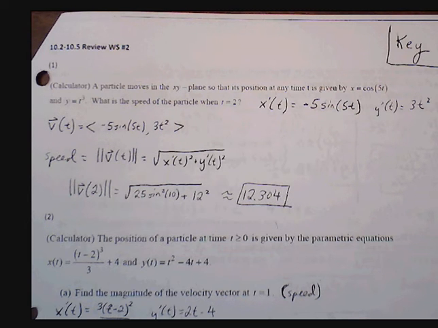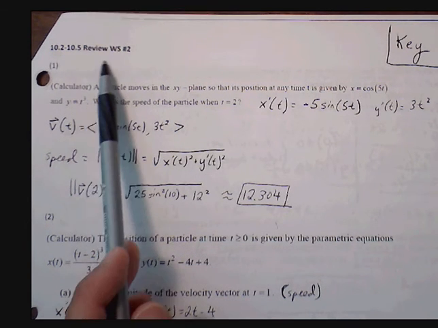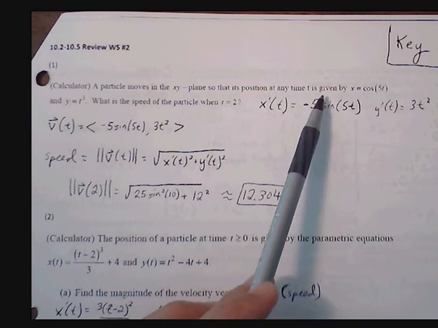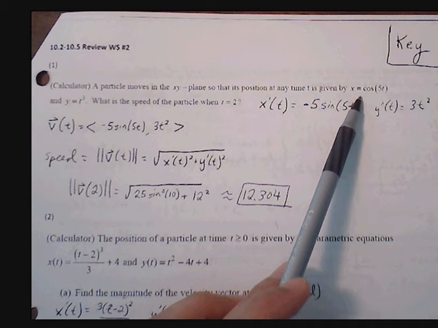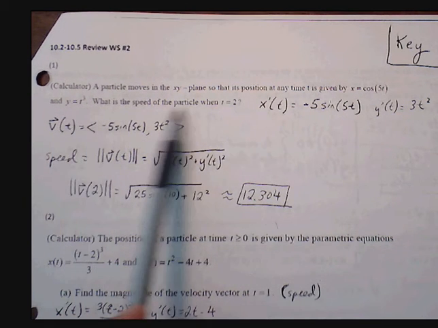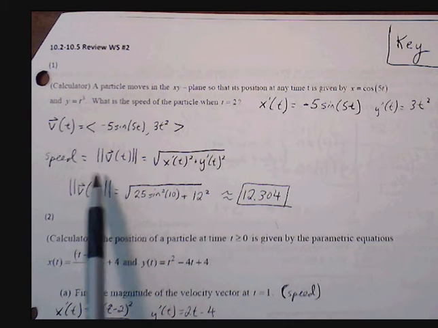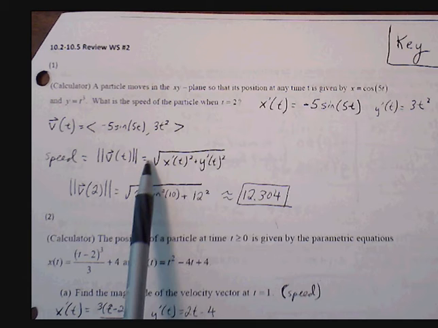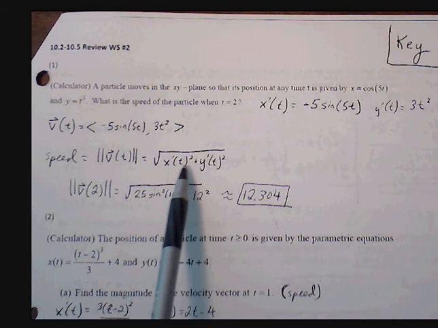This is the first page of the 10.2.10.5 review worksheet number 2. A particle moves in the xy plane so that its position at any given time is given by x equals cosine of t and y is equal to t cubed. What is the speed of the particle? To find the speed, we're going to use this formula. It's the magnitude of the velocity vector, which is the square root of x prime t squared plus y prime t squared.